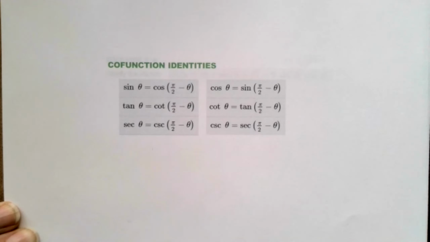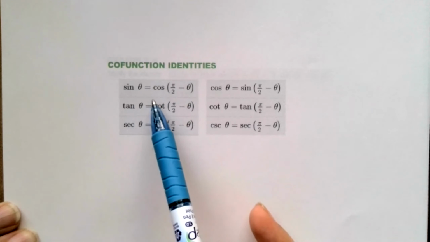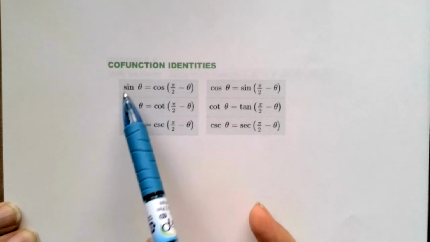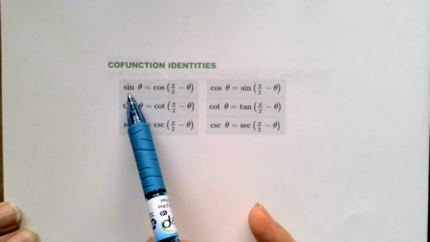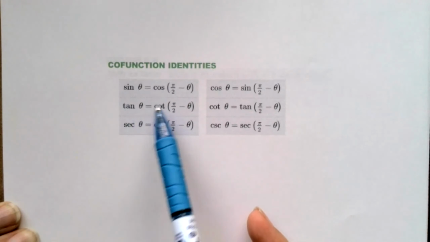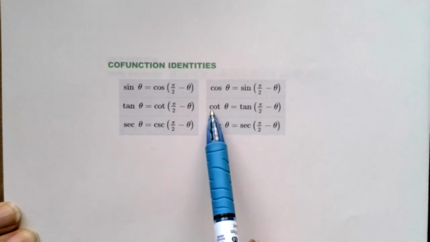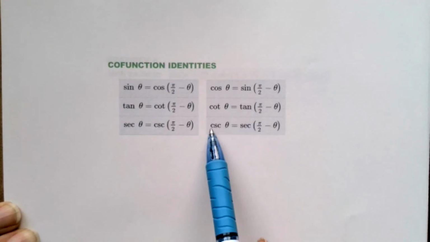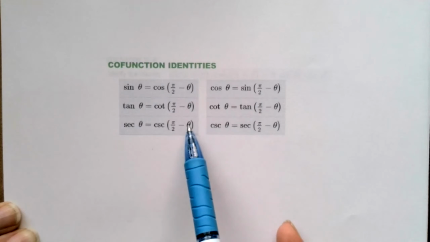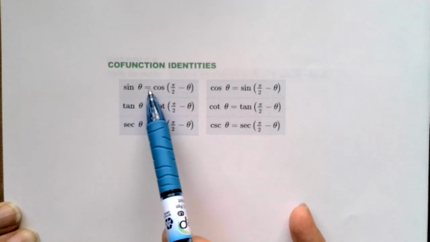The next set of formulas that we're going to discuss in this section is the cofunction identities. Notice that here we have a sine theta on the left, cosine on the right, tangent, cotangent, secant, cosecant. Same here: cosine, sine, cotangent, tangent, cosecant, secant. And there's an equal sign, but how can we change one to another?